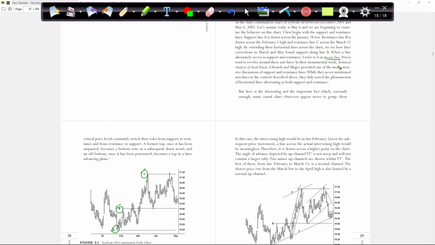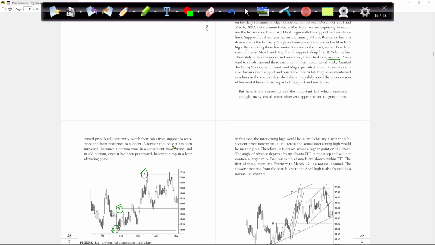In their monumental work, Technical Analysis of Stock Trends, Edwards and Magee provided one of the most extensive discussions of resistance lines. While they never mentioned axis lines in the context described above, they duly noted the phenomenon of horizontal lines alternating as both support and resistance. But here is the interesting and important fact, which curiously enough many casual chart observers appear never to grasp: these critical price levels constantly switch their roles from support to resistance and from resistance to support.